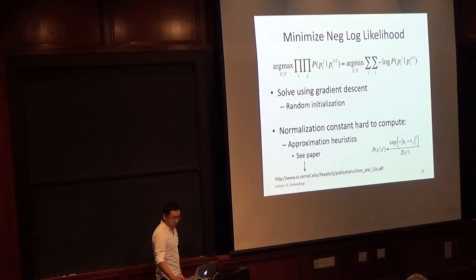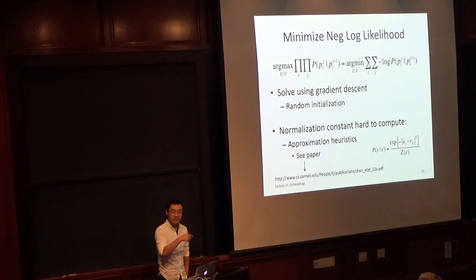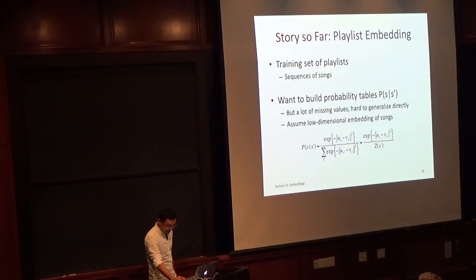You might ask, this normalization constant is very expensive. In normal logistic regression, it's very trivial to compute because there's only two choices. In multi-class logistic regression, this normalization constant is actually very expensive to compute, and there are some heuristics to approximate it, but I won't go into it. So that's the story so far.